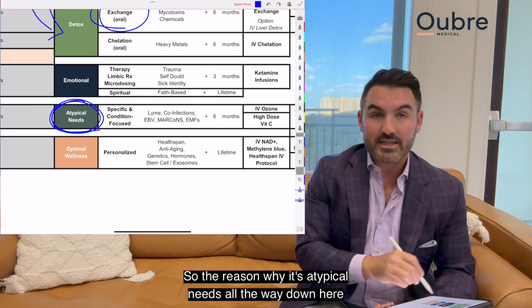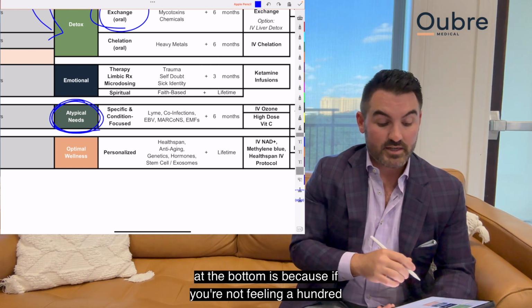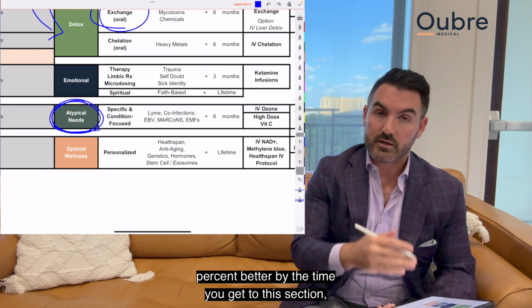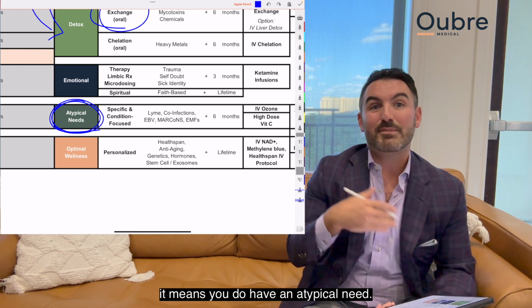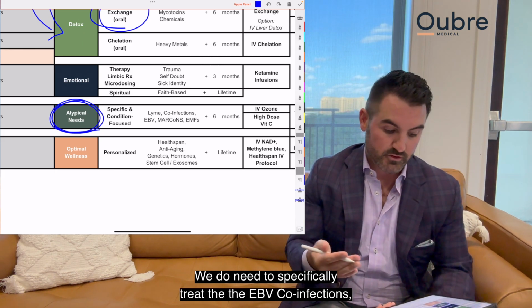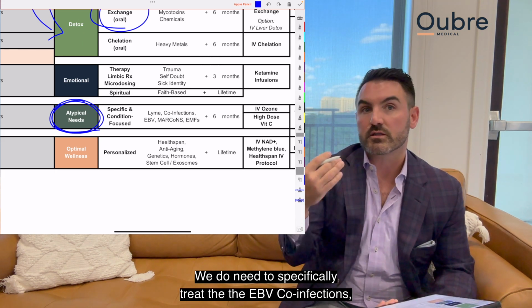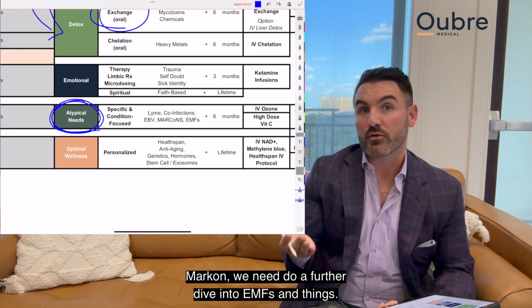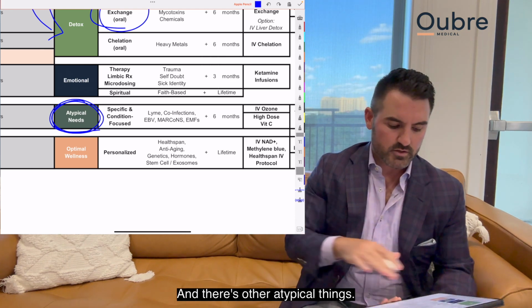So the reason why it's atypical needs all the way down here at the bottom is because if you're not feeling 100% better by the time you get to this section, it means you do have an atypical need. We do need to specifically treat the Lyme. We do need to specifically treat the EBV, co-infections, MARCoNS. We need to do a further dive into EMFs and things, and there's other atypical things.